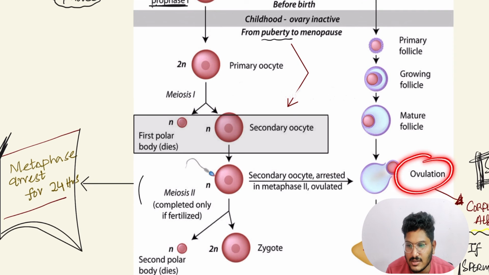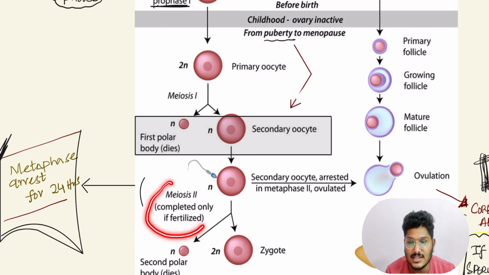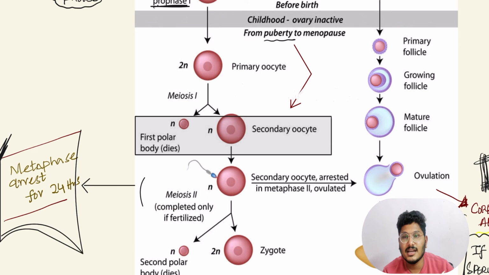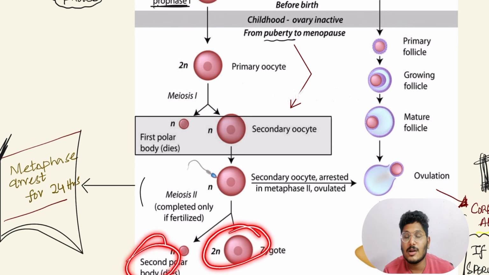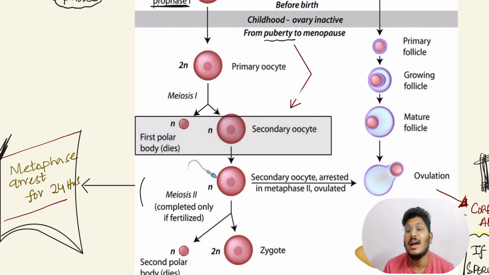After ovulation, the oocyte comes into the ampulla part of the fallopian tube, which is the site for fertilization. Fertilization is completed and meiosis 2 is released from its metaphase arrest, and thus the zygote is formed and the second polar body is formed. The second polar body dies and the zygote is responsible for the formation of the embryo.